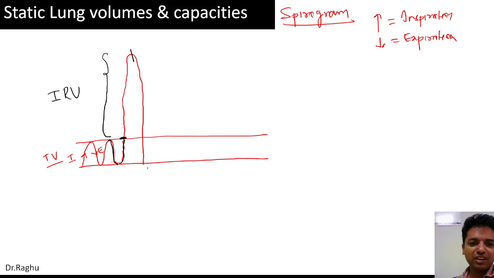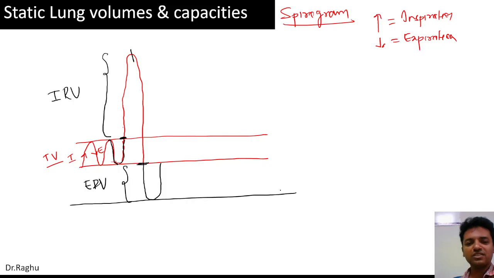In the similar way, I will ask the person to exhale the extra amount of air, exhale the extra amount of air with maximum expiratory effort. So this much amount of air which a person is able to exhale above the normal tidal expiration, okay, that is what is called as expiratory reserve volume. This is called as expiratory reserve volume.